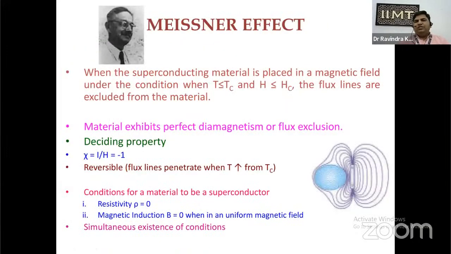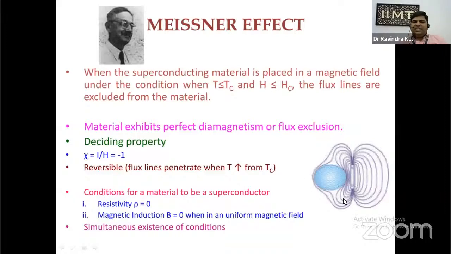Now, what is the Meissner effect? When the superconducting material is placed in a magnetic field, under the condition that the temperature is less than the critical temperature and the field is less than the critical magnetic field, the flux lines are excluded from the material. You can see here that when the temperature is less than the critical temperature and the field is less than the critical magnetic field, these magnetic lines cannot penetrate the material.